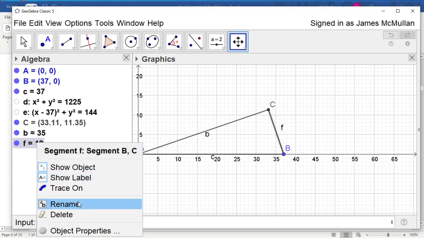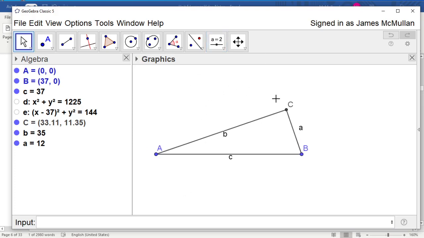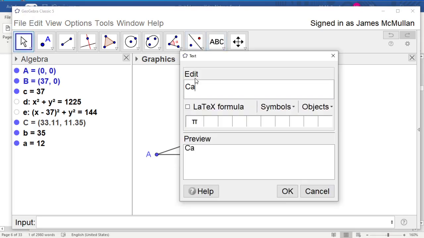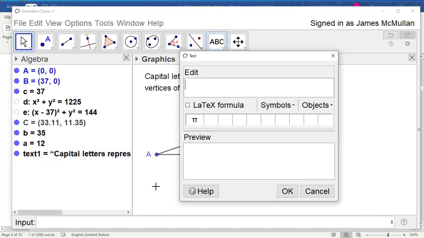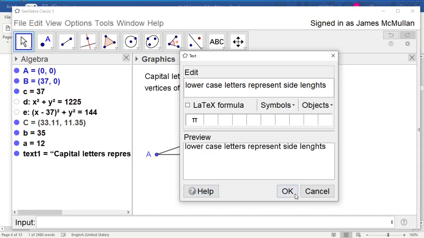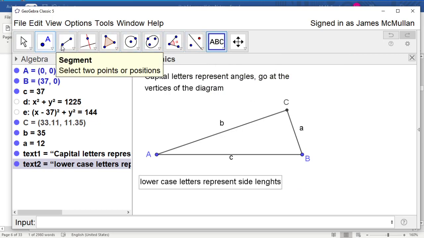So now I've got this drawing, and I want to point out something about how you label your triangles here, okay? When you're labeling triangles, capital letters go at each of the corners, or the vertices, of the triangle. Lowercase letters represent sides. Let's just write this down quickly. Capital letters represent angles, and they go at the vertices of the diagram. Okay? Lowercase letters represent side lengths.